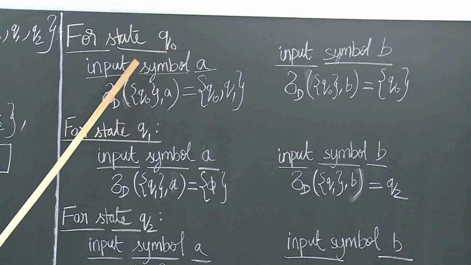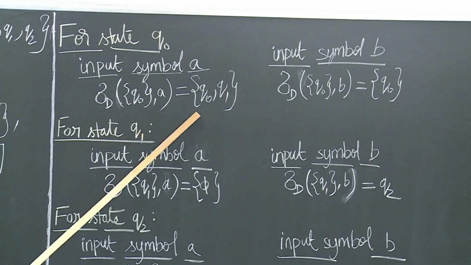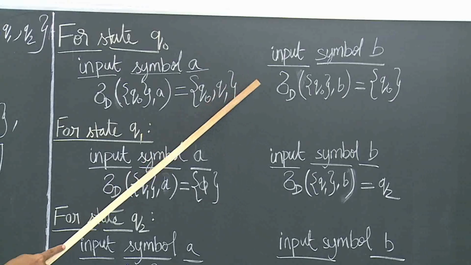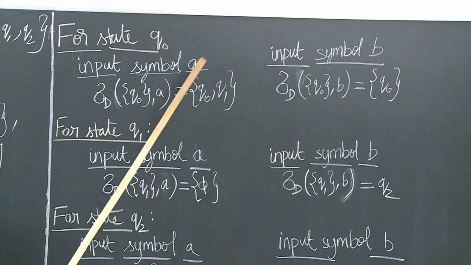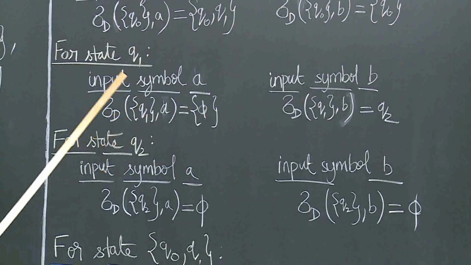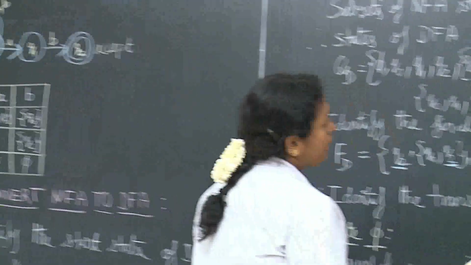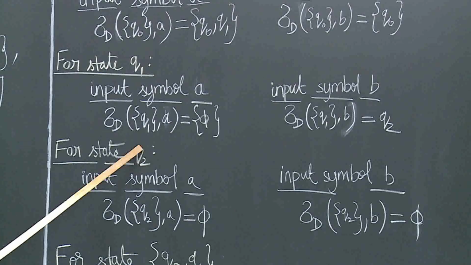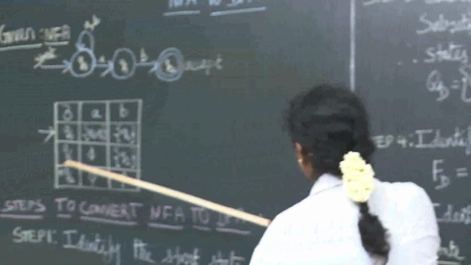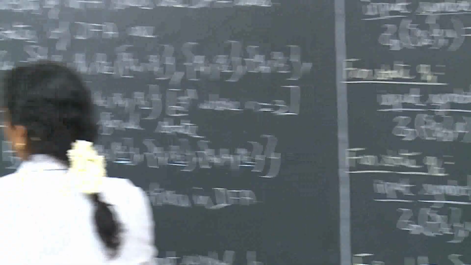For state Q0, by accepting the input symbol A, it is moving from Q0 to Q0, Q1. Next, by accepting the input symbol B, it will move from Q0. We can find all these things from this transition table or transition diagram. Okay. Next, for state Q1, by accepting the input symbol A, it is moving to phi. Okay. Next, by accepting the input symbol B, it moves to Q2. See here.